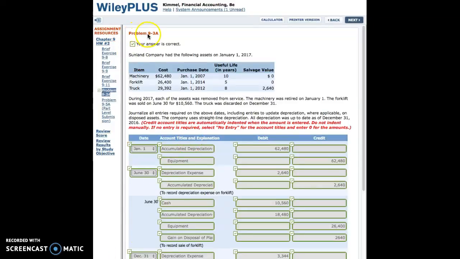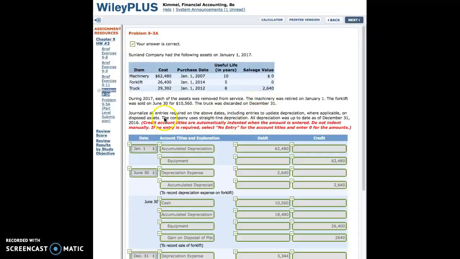It's problem 9, 3A. Very fun. It's in homework number 2. So what we have here is the Sunland Company had the following assets as of January 1st, 2017. And so they have all this. During that year, each of the assets was removed from service.